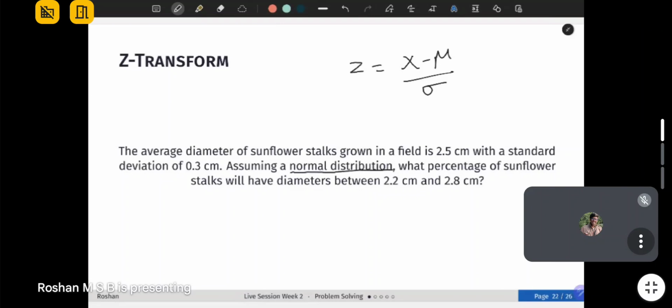Sir, the question was asking: the average is 2.5 centimeter and the standard deviation is 0.3 centimeter. So mu is 2.5, and sigma is 0.3. The question asks what percentage of sunflower stalks will have diameters between 2.2 and 2.8.